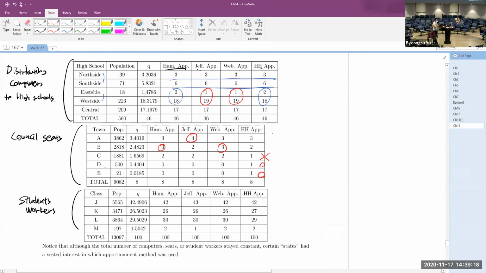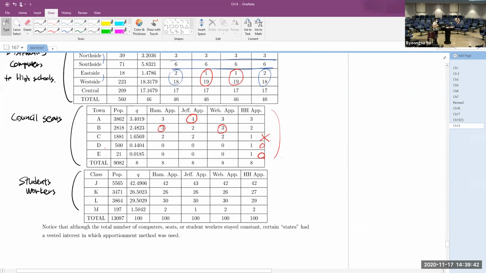And again, this table also shows why a small state with a smaller population definitely prefers the Hill-Huntington method. In the case of the Hill-Huntington method, any small state can get at least one seat. However, in other methods, they do not get any seats, right? So that's the example.